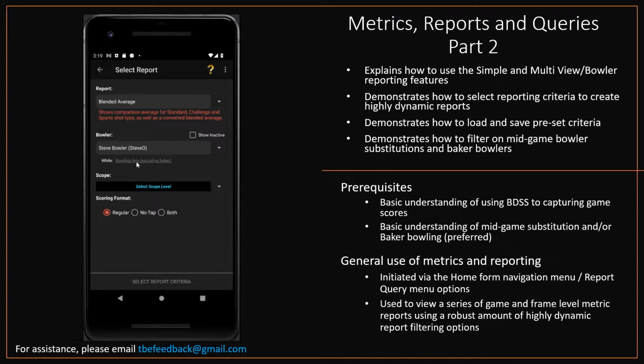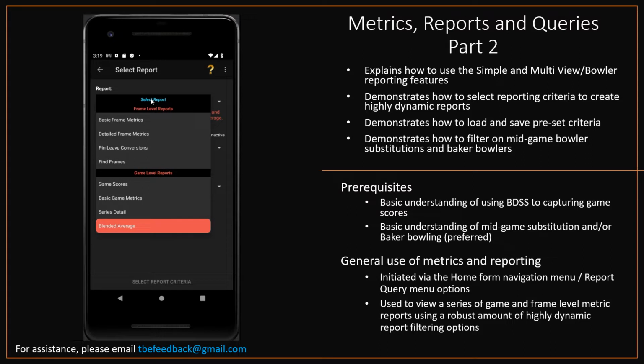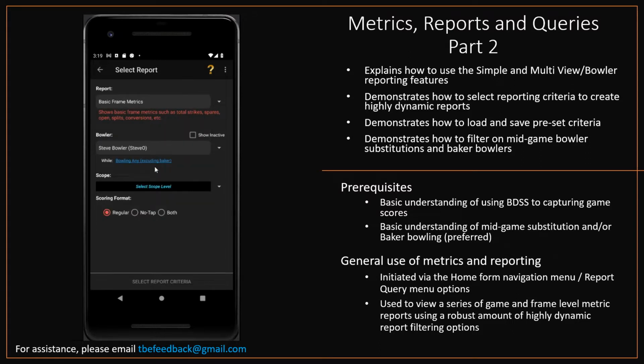To show you this, let's select a frame level report. I'll select basic frame metrics. And you can see the while link becomes enabled. I'll click the while link. And let's review the available options. There are 4 options. Bowling Baker. This choice will only be visible when Bowling Baker has occurred and will only be selectable if the selected bowler is not the Baker bowler team.